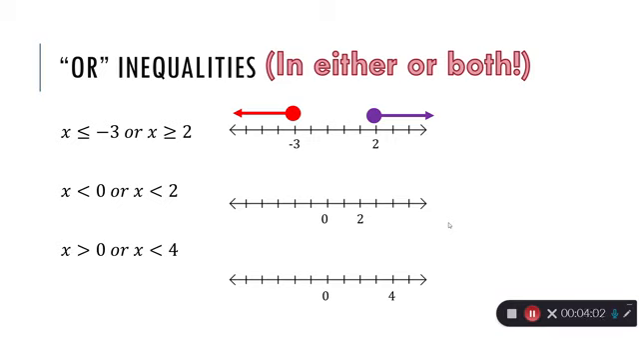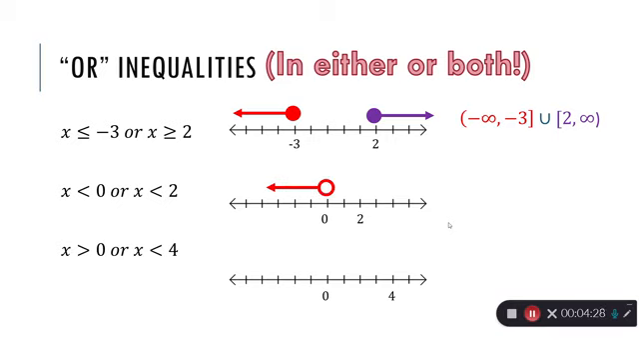However, if it was an or statement, here we are now looking at the ors, and it can be true in either or both, right? So we're looking for our or inequalities: numbers that are less than or equal to negative 3 or greater than or equal to 2. This is how we would write it in interval notation. We take both, right? From negative infinity to negative 3, and then our union symbol, meaning or, and then from 2 to positive infinity.